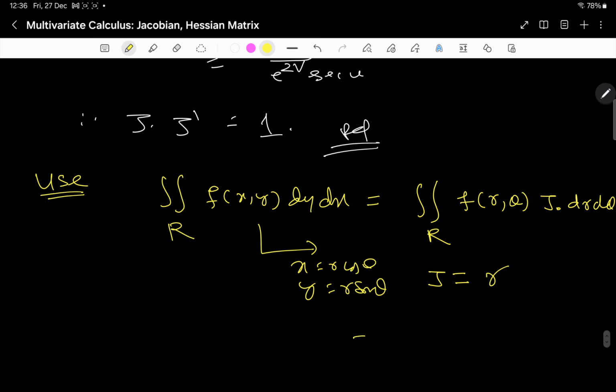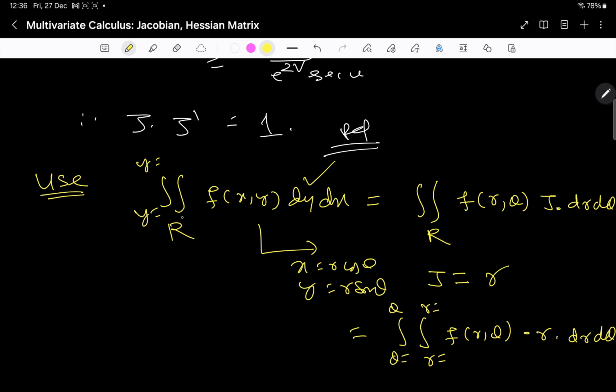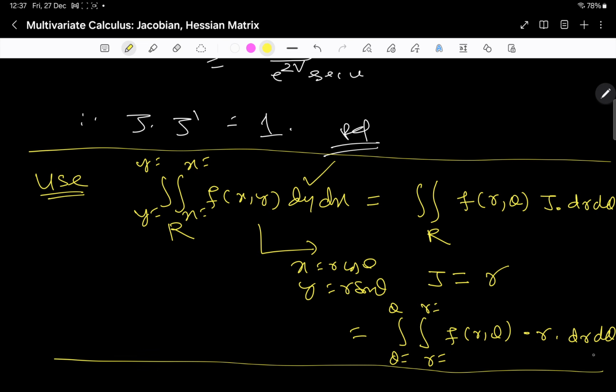So this integral will be the integral of f of r, theta, with the Jacobian being r dr d theta. Here I am taking the limit of r and the limit of theta, right? Here I am taking the limit of y, and here the limit of x, right? Later on, while we evaluate the multiple integral, we will see the use of the Jacobian.